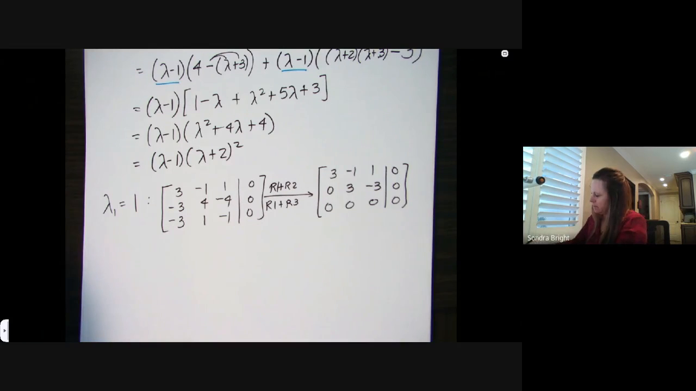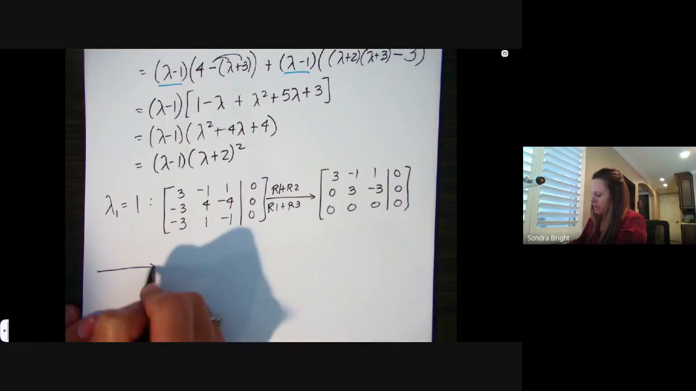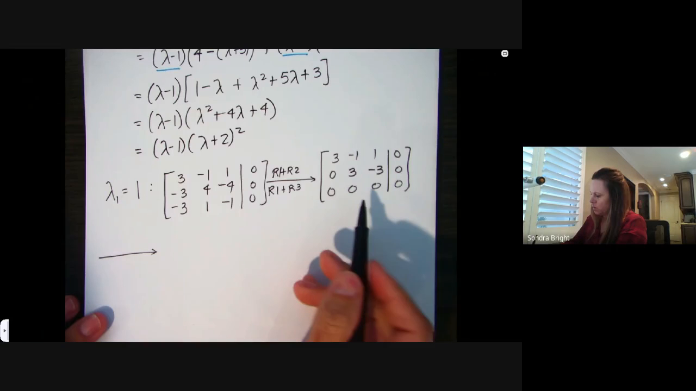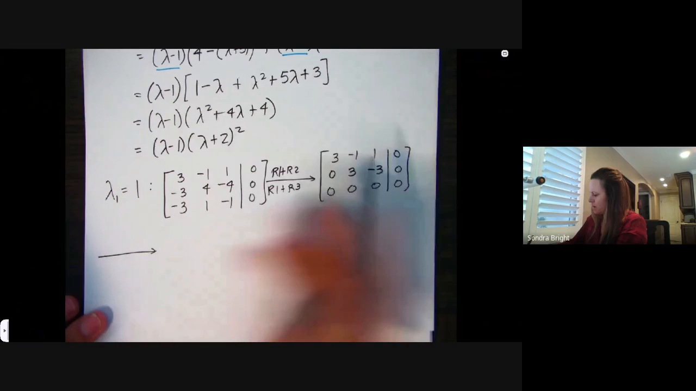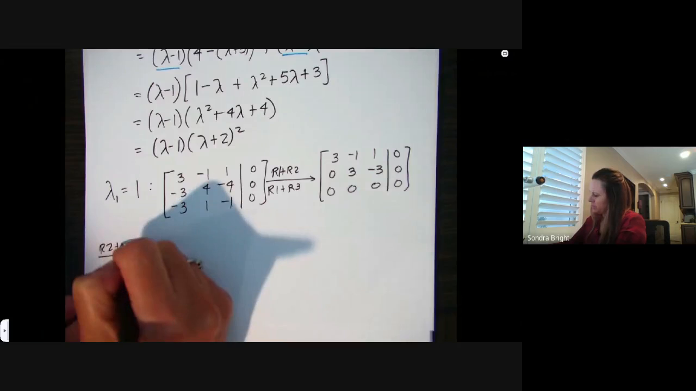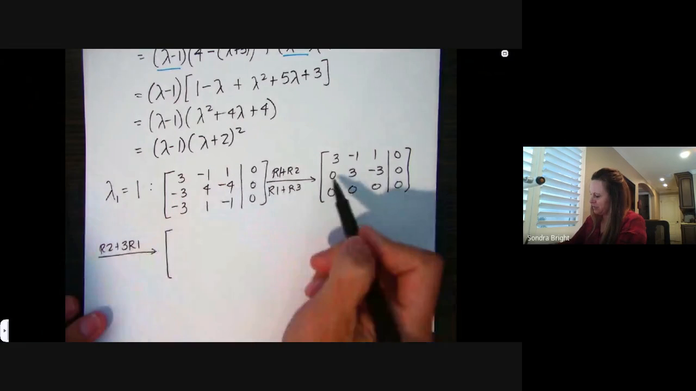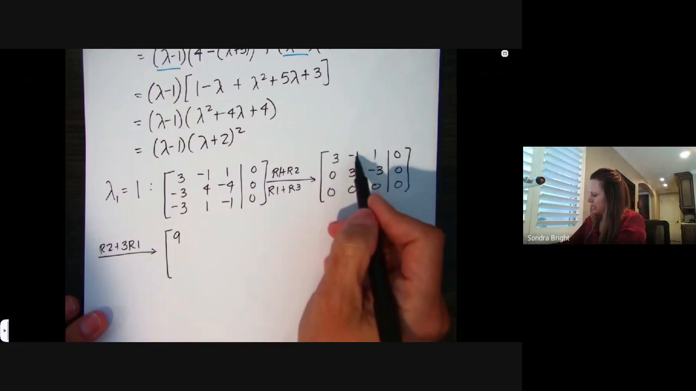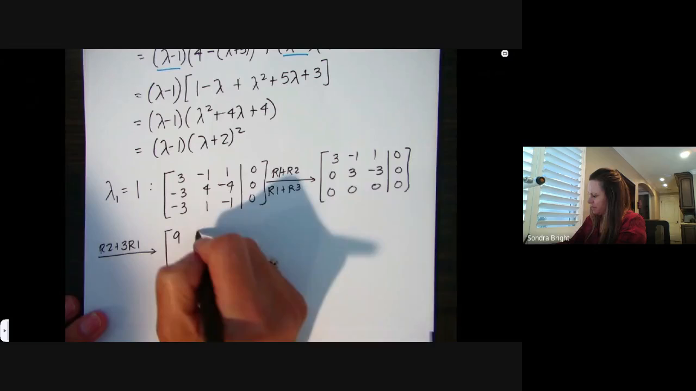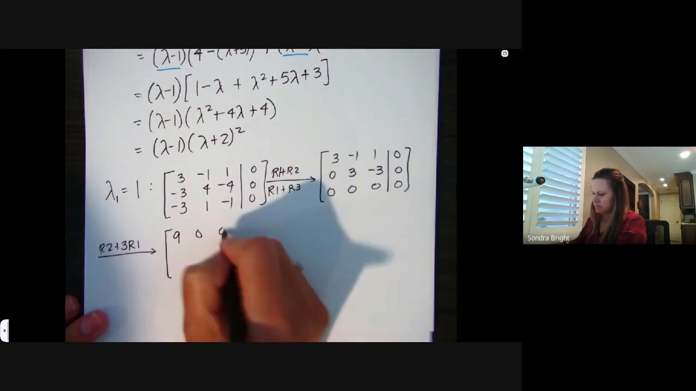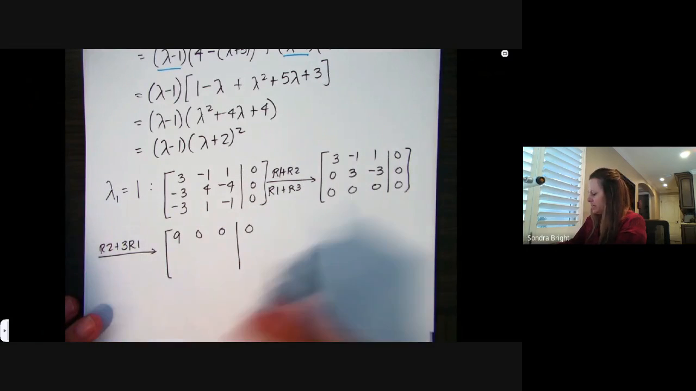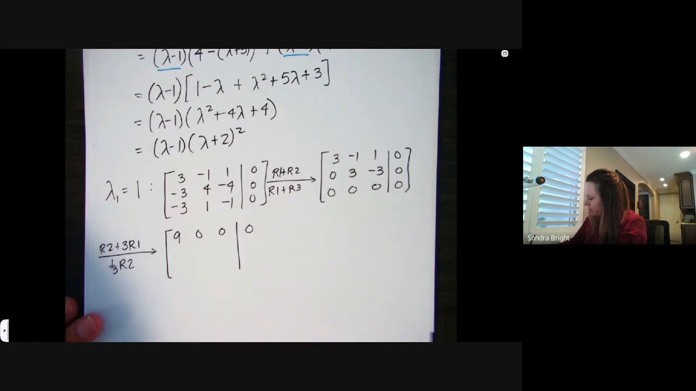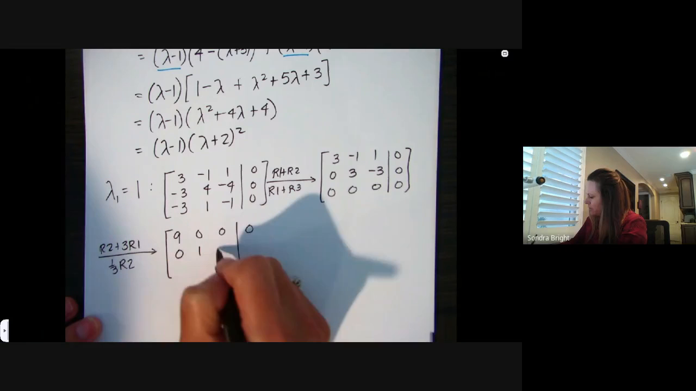How about, I want this guy to be a 0. So how about row 2 plus 3 times row 1? All right, so 0 plus 3 times 3 will give you a 9. 3 plus negative 3 is a 0. Negative 3 plus 3 is a 0. And then 0 plus 0 is 0. And then you could leave these 3's, or since I haven't even written it yet, how about if I just do a 1/3 times row 2? Why not? 0, 1, negative 1, 0.